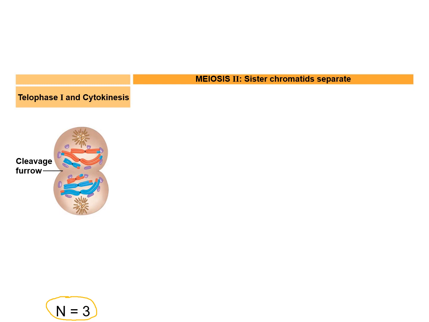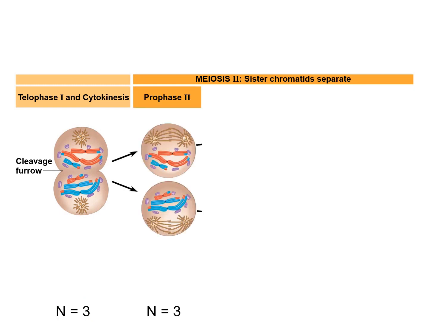Now we need to make sure that we have the correct number of sister chromatids per cell. So we're going to go through all of this division again. We're going to go through a new prophase where the spindle will start to regrow and the nuclear envelope, which was briefly present during telophase and cytokinesis, will break down again.